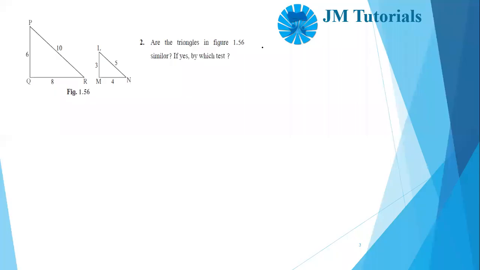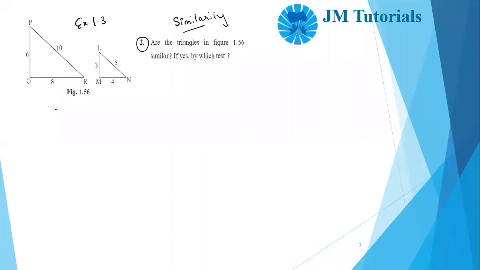Okay. So hi everyone, let's look at the second question of your exercise 1.3 from your textbook. This is the second question from exercise 1.3 and the topic which you are going to study is similarity. Okay. So let's look at this question. Are the triangles in the figure similar? If yes, by which test?